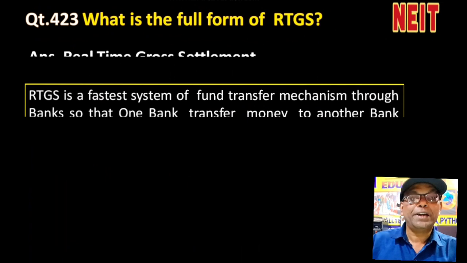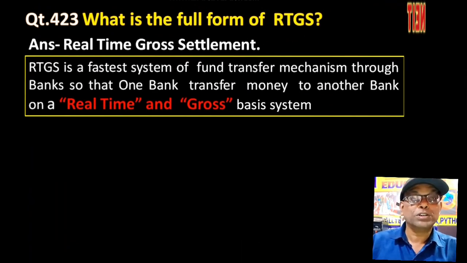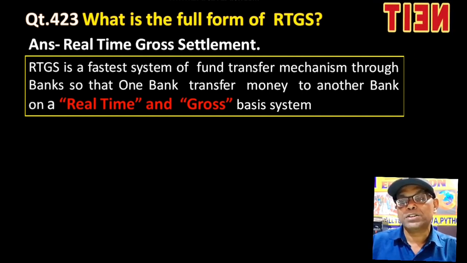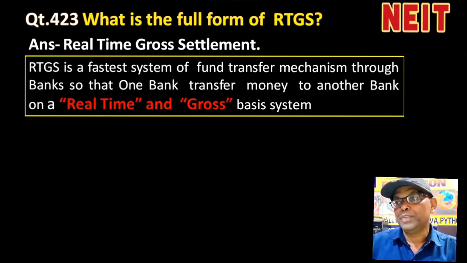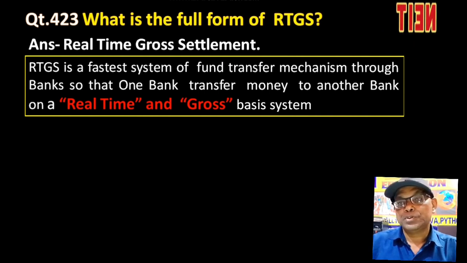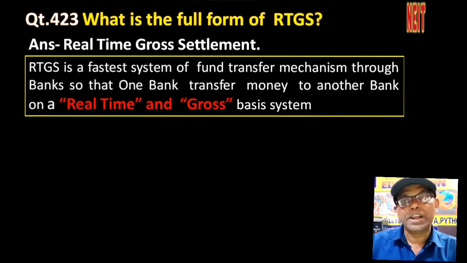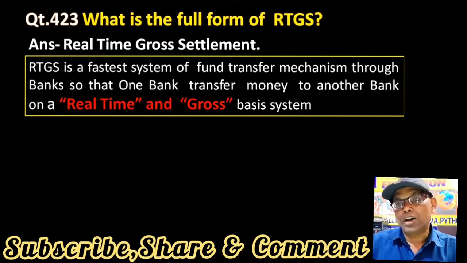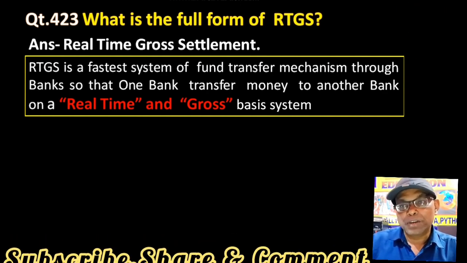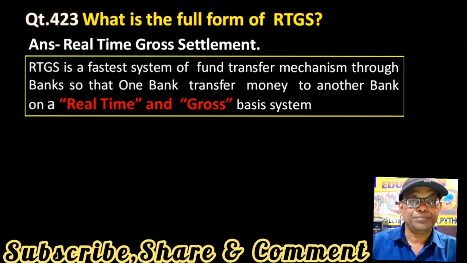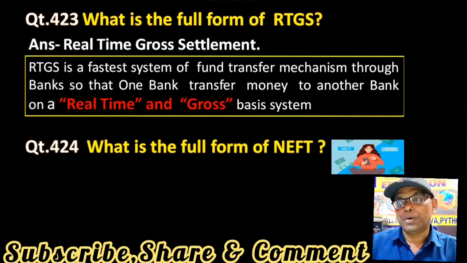What is the full form of RTGS? Real-Time Gross Settlement. This is a banking application term for fund transfer. RTGS is the fastest fund transfer mechanism through banks, so that one bank transfers money to another bank in real time. Real time means immediately, and on a gross basis means individually in full, without netting or offsetting.